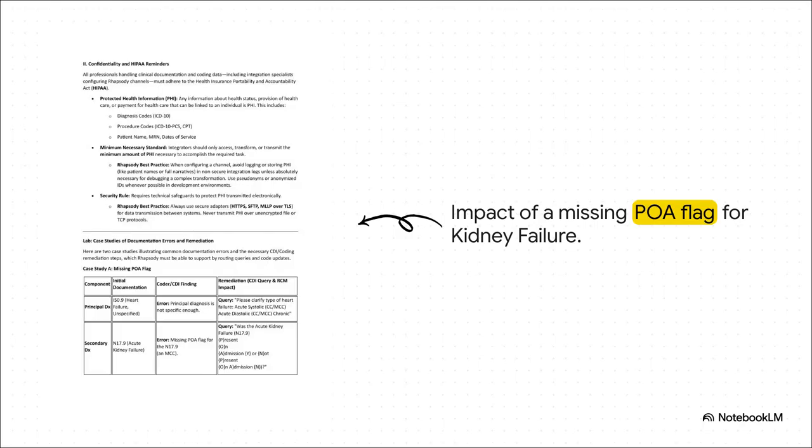A patient is admitted with heart failure and acute kidney failure. Now that's an MCC, but the present on admission, or POA, flag was missing. Because of that, the grouper immediately treats it as a hospital-acquired condition. It negates the MCC weight entirely and drops the whole case to a low-paying DRG 293. In this case, a concurrent CDI query was the only thing that rescued it, confirmed the kidney failure was present on admission, and restored that MCC status.